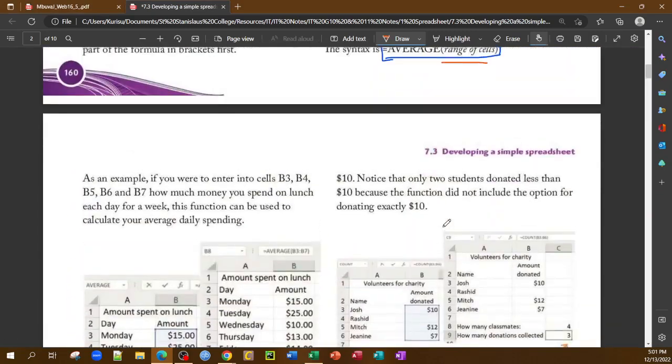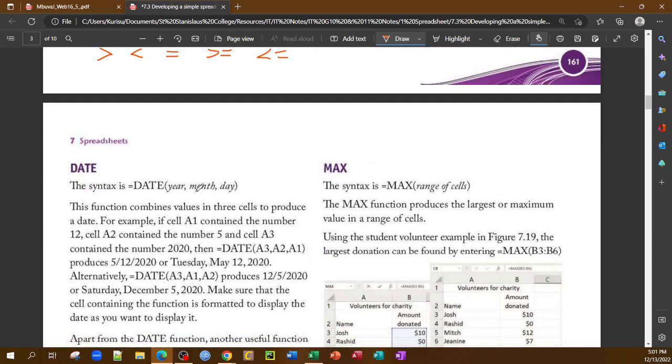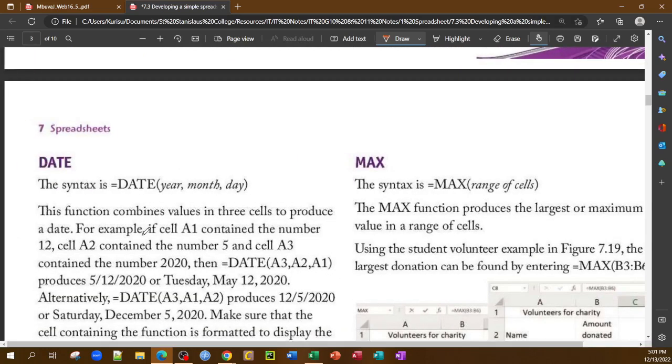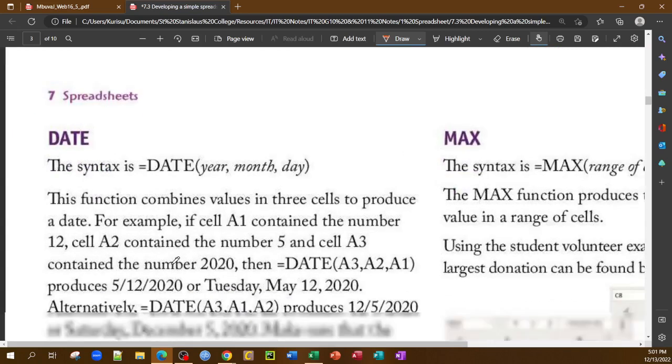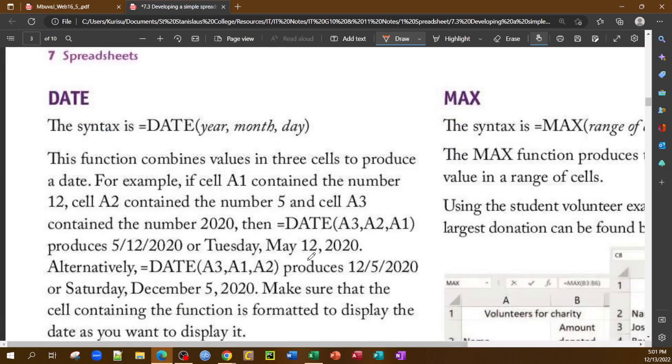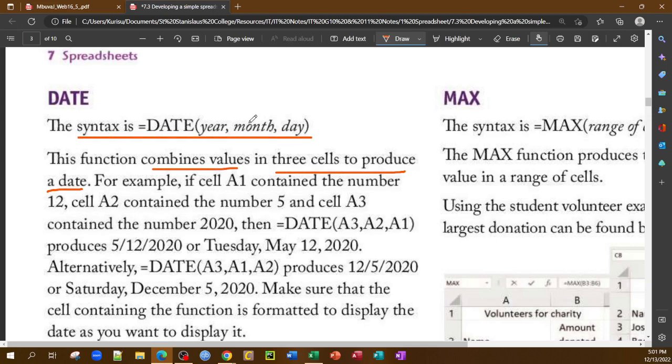Alright, so we're finished with count. Now, let's look at the date function. Now, the date function, as the name implies, is used to combine values in 3 cells to produce the date. So this is the syntax. It has 3 arguments. So what the date function does, in 3 cells, we are going to have this information inside of them, and it's going to combine it and give you the date.